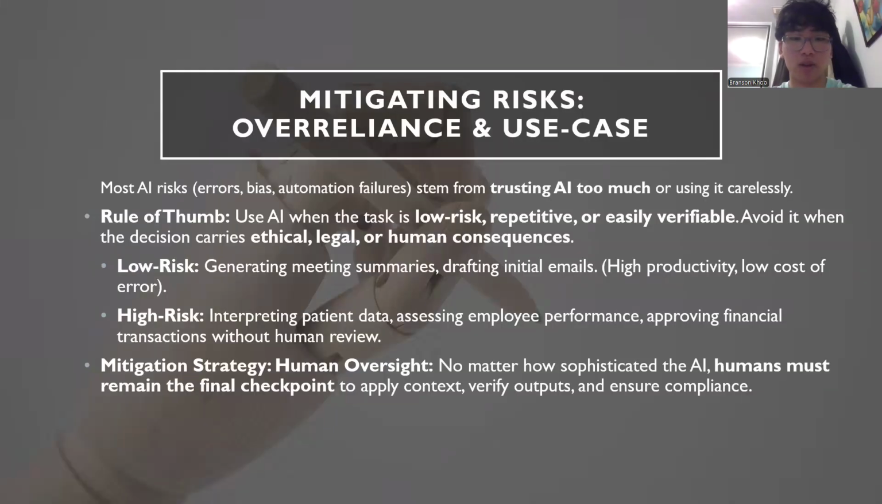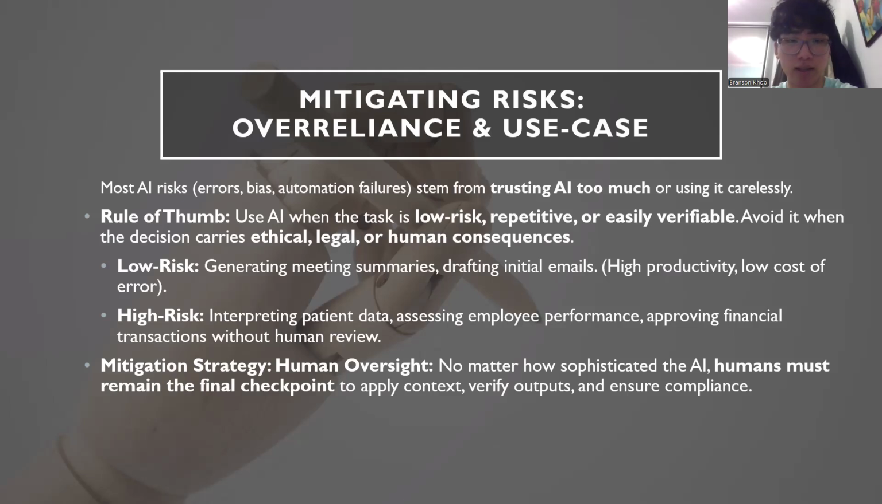Ultimately, most AI-related risks, whether they involve decision errors, automation failures, bias, hallucination, whatever, mainly trace back to a single core issue: over-reliance. Trusting AI too much or using it in situations where it shouldn't really be used is the root cause of most problems.